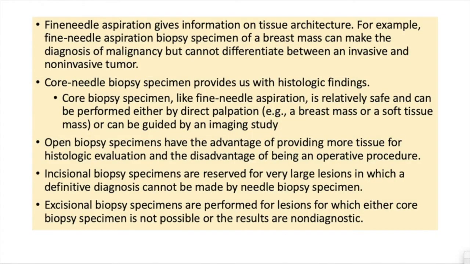Then there is fine needle aspiration and core needle biopsy. Fine needle aspiration mainly gives information on tissue architecture. For example, a fine needle aspiration biopsy of a breast mass can make the diagnosis of malignancy, but cannot differentiate between invasive and non-invasive tumors, which can be done with a core needle biopsy. So the core needle biopsy mainly allows us to see histologic findings.